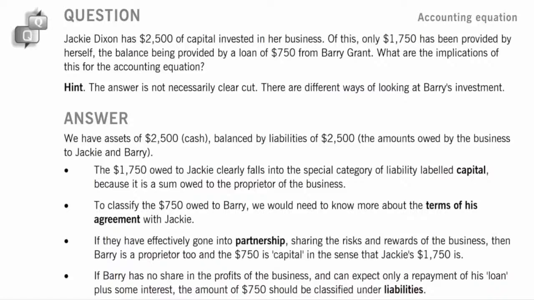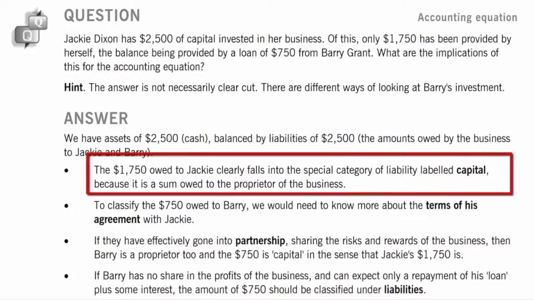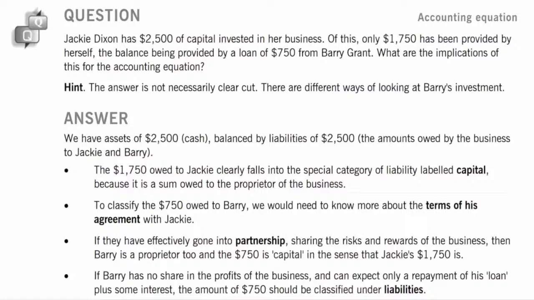Now let's figure out how this $2,500 is balanced. It's a mix of liabilities, debts the business owes, and capital, money Jackie has invested as the owner. Jackie's contribution. Jackie invested $1,750 into the business. This amount is classified as capital because it represents the owner's claim on the business's assets.